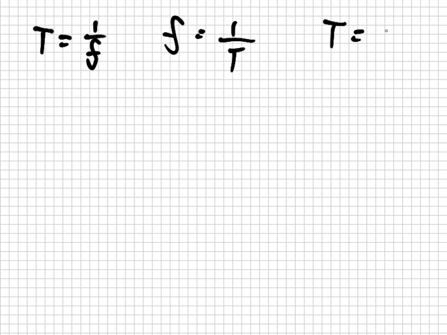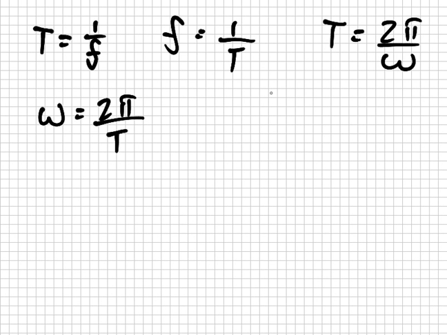Let's just quickly recap. So we had T equals 1 over f, didn't we? Yes. And f equals 1 over T. And T equals 2 pi over omega. Or, of course, the other way to say it is omega equals 2 pi over T. And then, of course, we can put in f as well and so on.